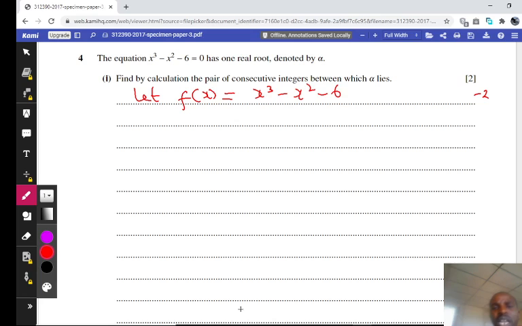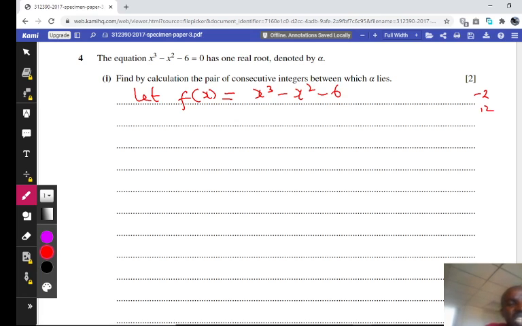Let's now put f of 3. If you put f of 3 there, then put 3 where there is x. What do you get? 3 cubed is 27 minus 9 minus 6, it will be 12. So there will be a sign change here between 2 and 3.